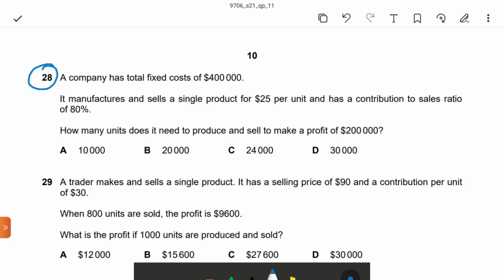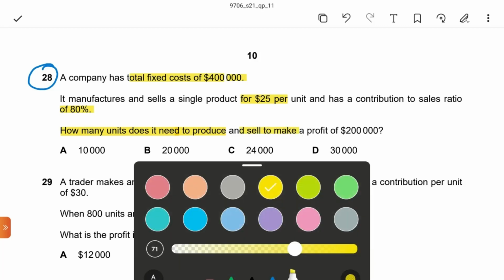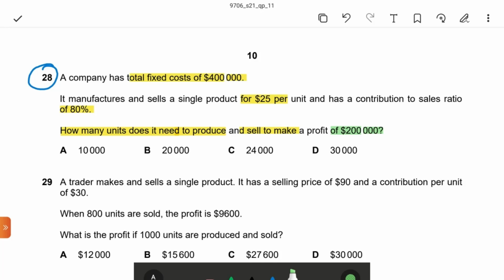Question number 28. A company has total fixed cost 400,000. It manufactures and sells a single product at 25 per unit cost, and the contribution to sales ratio is 80%. How many units does it need to produce and sell to make the target profit of 200,000? So the fixed cost is 400,000.